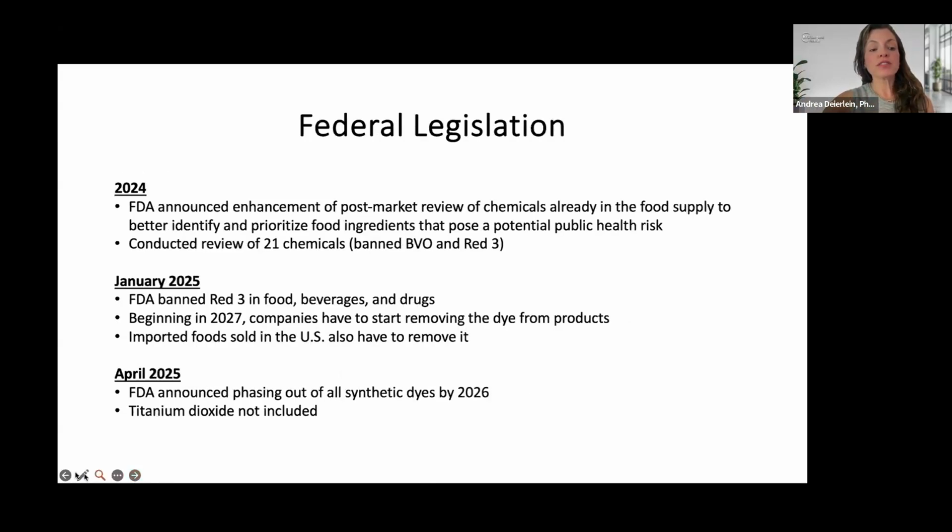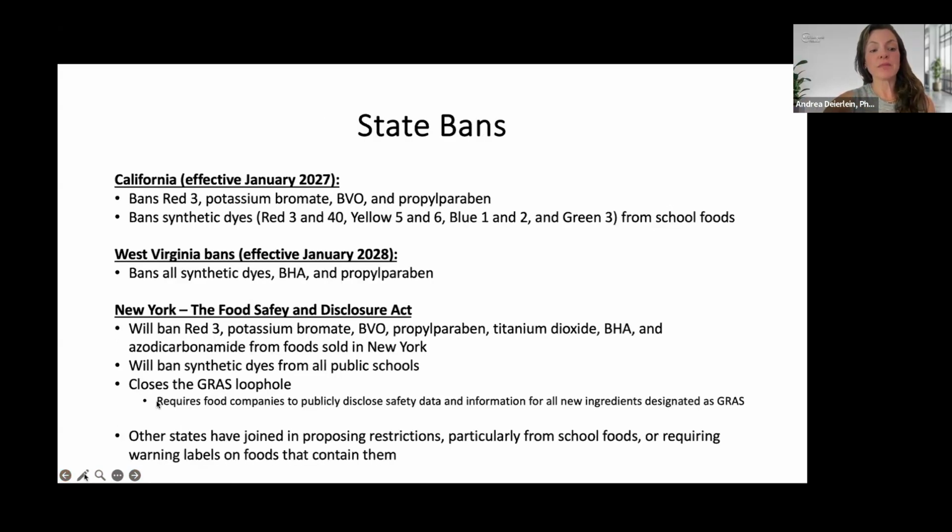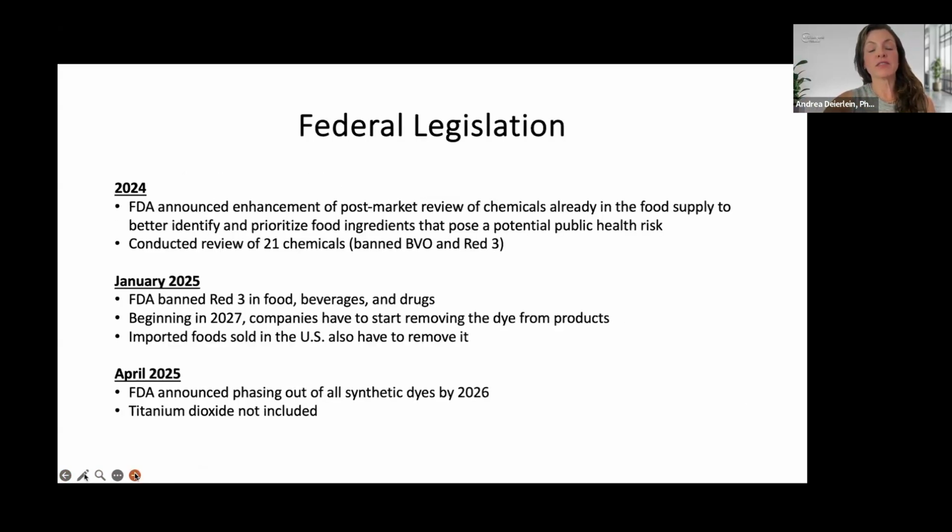And so, some of what we've seen in these state bans, I think it has been helpful in moving some of this federal legislation. So in 2024, the FDA announced that they were going to start enhancing their post-market review. So looking at these chemicals or food additives that are already in the food supply to better identify ones that might pose potential public health risk, and so maybe going back and saying, okay, maybe these are not safe and need to be removed.